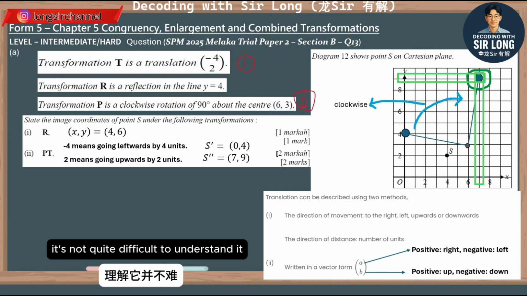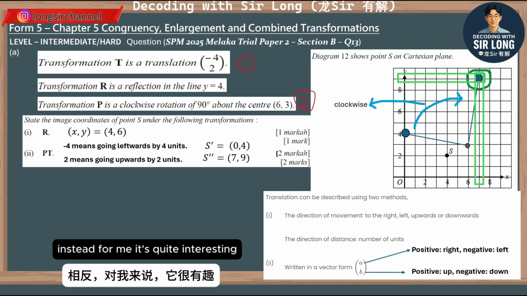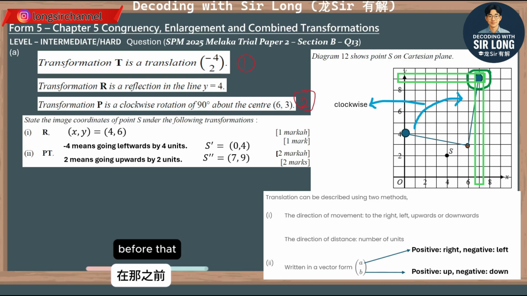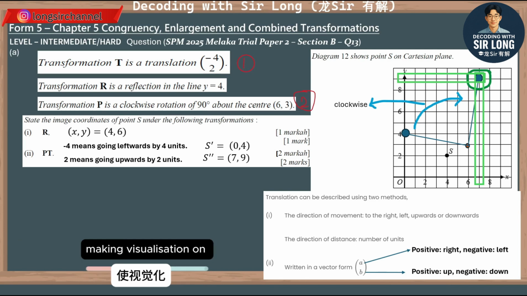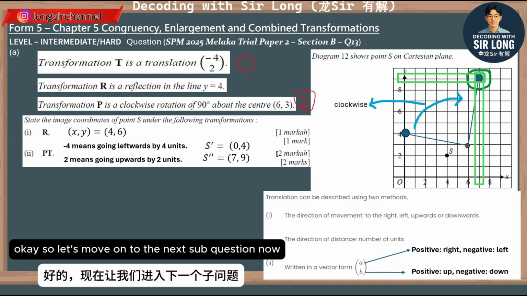It's not quite difficult to understand. Instead, for me, it's quite interesting, because you don't need to do so much calculation. Before that, you have to make sure that you have the skill of visualization for this type of exam question. Okay, so let's move on to the next sub-question now.